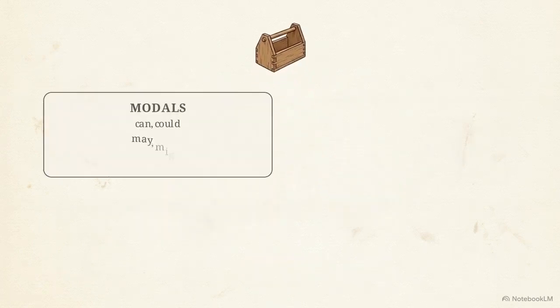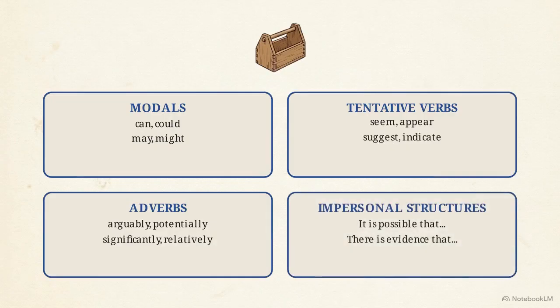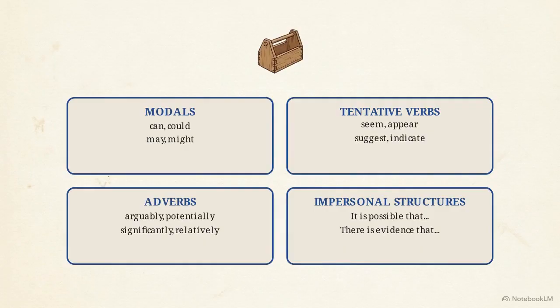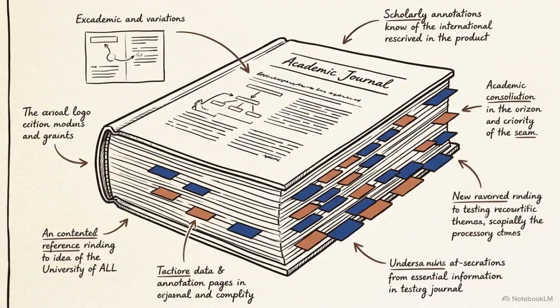Formal education can significantly affect intelligence. Here is your complete hedging toolkit: modals like can and could, tentative verbs like seem and appear, modifying adverbs like arguably, and impersonal structures like "it is possible that." Mastering academic writing means knowing your evidence well enough to choose the exact right tool, giving your sentences enough flexibility to survive scrutiny without losing their impact.